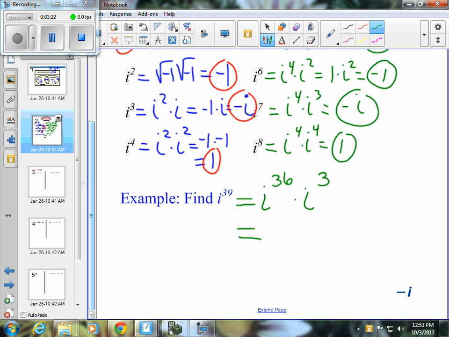Well, any multiple of i to the fourth is always going to be 1. So we have 1 times i to the third. Our i to the third is negative i. So we just have to figure out where we are in the pattern, and then we can solve where that is. So multiples of i are super helpful to know.